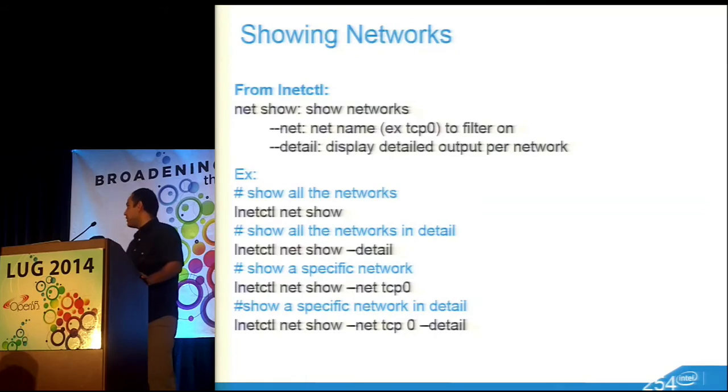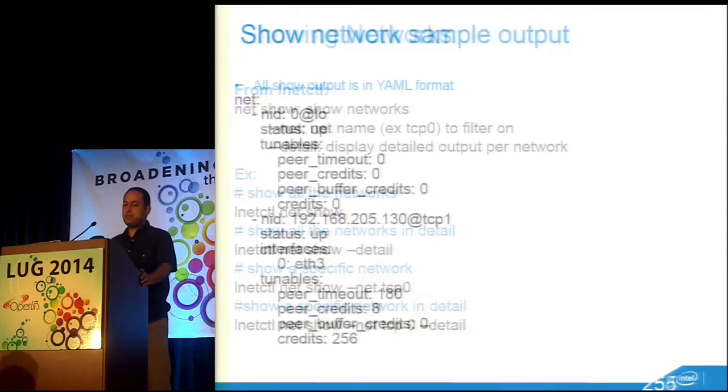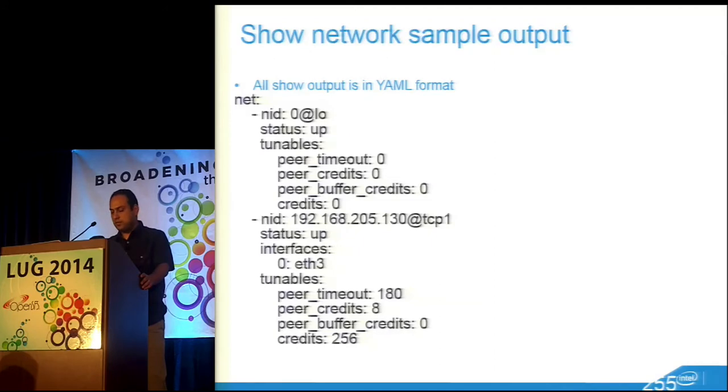So here's an example of detailed output for when you show a network. It shows you the network, its NID, the status, and the tunables. The tunable section is part of the detailed output, so if you don't specify the detailed output, it doesn't display that part.